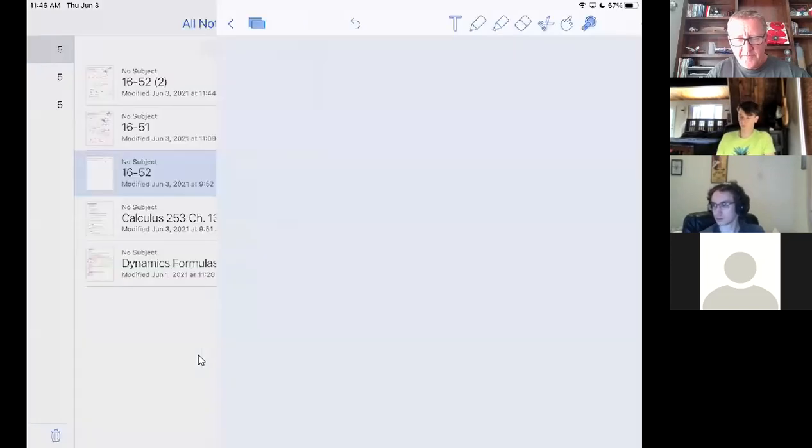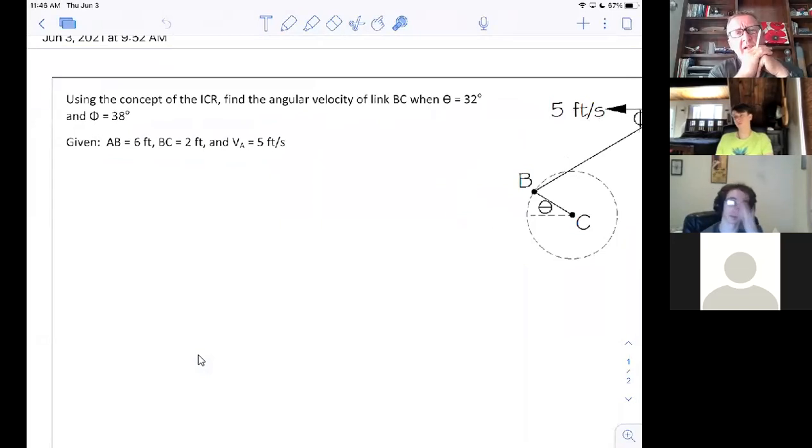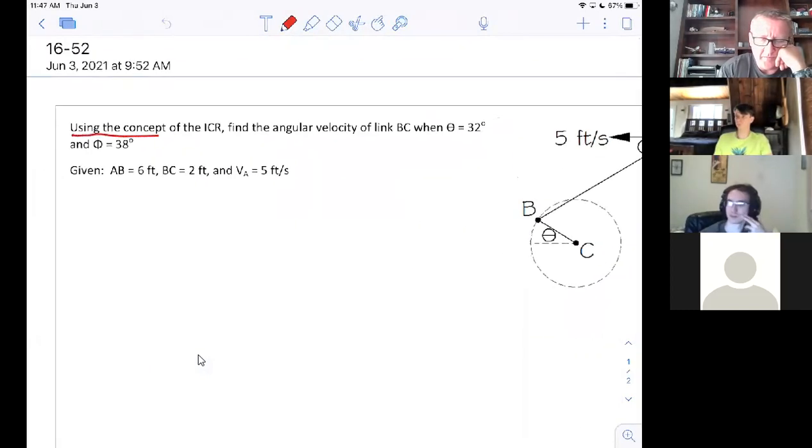Now, I'd like you to notice one thing about this question. If you read the question, do you notice there's something I kind of ignored there? We just kind of did it. But what the heck is this? Did you read that and think, I don't know what that is, but whatever, just pretend it's not there? Find the angular velocity of link BC using the concept of ICR, instantaneous center of rotation, is what that means.